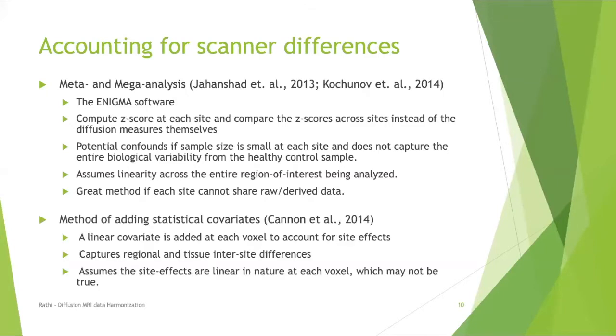Then there is the method of adding statistical covariates. In this case, you add a covariate for site at each voxel. This obviously has the advantage that it captures the regional and tissue specific differences between sites. But again, it assumes everything is linear, which may or may not be true in many cases.